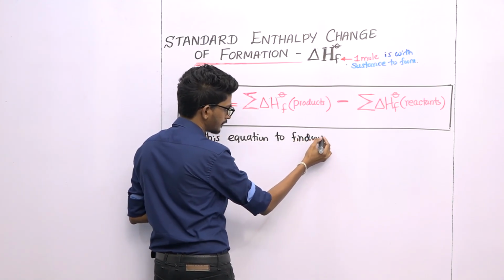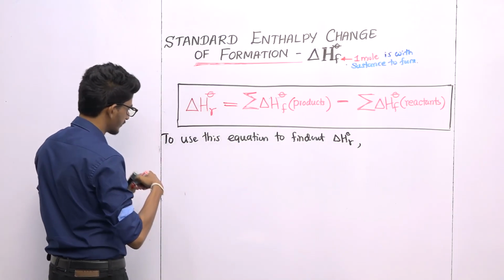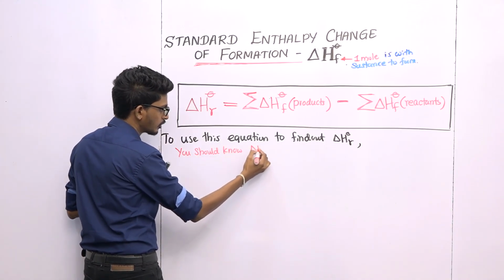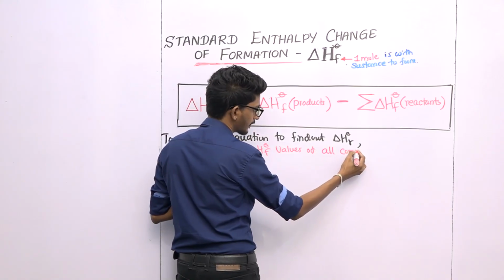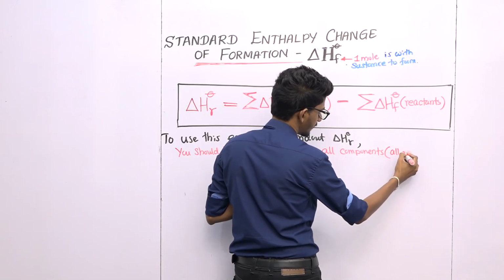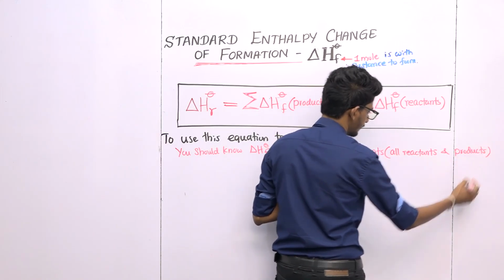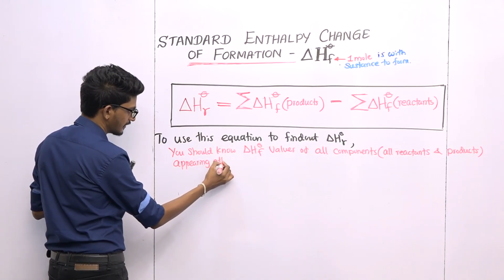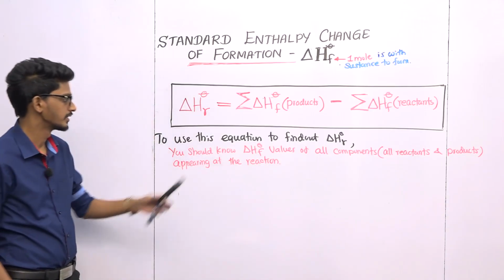The most important thing to know, to use this equation to find out delta H naught R, is that you should know delta H naught F, the formation values of all the components, all the reactants and products appearing in the reaction. With this knowledge, you can come up with delta H naught R.